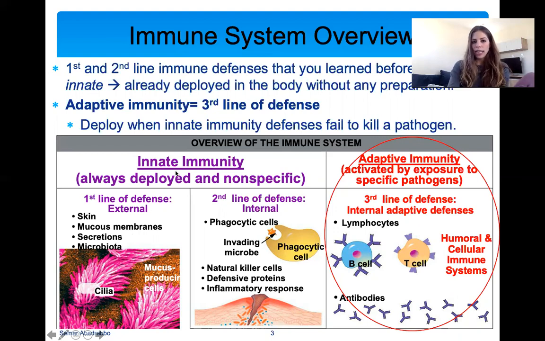So the innate immunity, again, is always on. Your skin's always there protecting you. And then for some reason, if a pathogen evades these things, then your internal innate immunity defenses kick in. So those are different white blood cells that are phagocytic, natural killer cells, defense proteins. So we talked about the complement system. We talked about antimicrobial peptides, and we talked about inflammation and fever. So that was innate immunity.